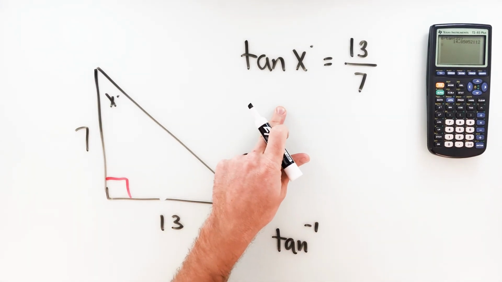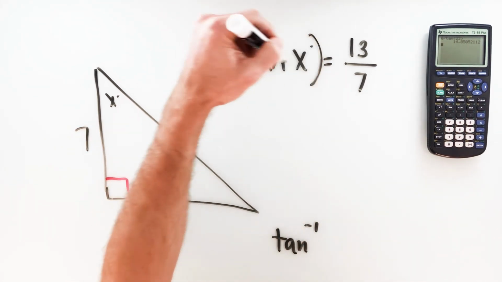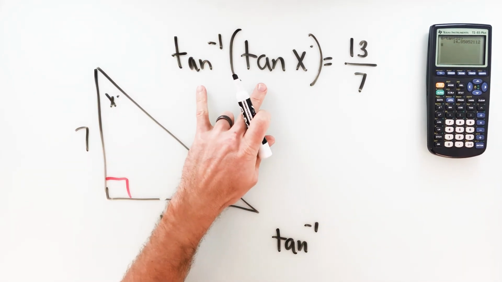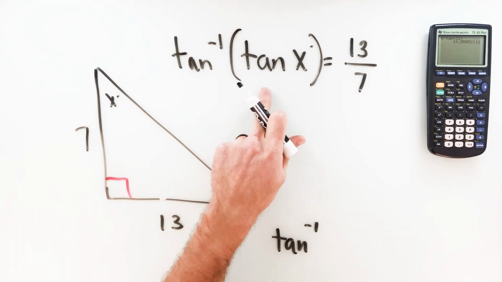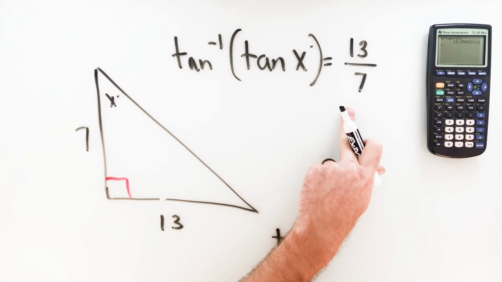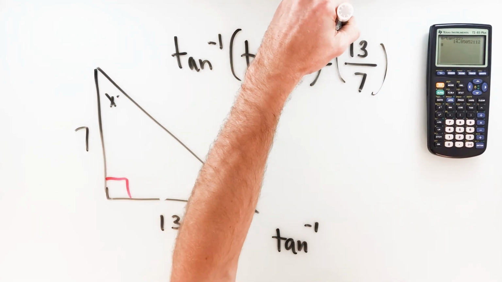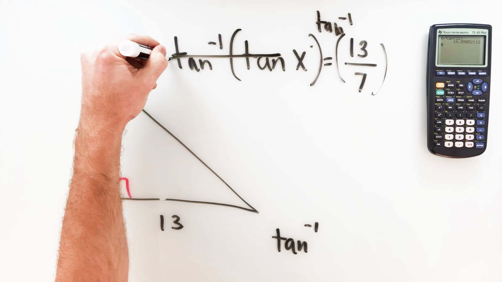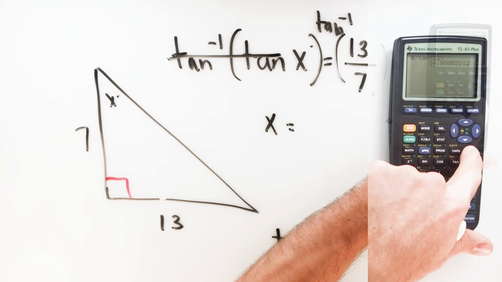In algebra, if we do it to one side, we have to do it to both sides to keep everything equal. What that looks like is we're going to take the tangent inverse of the tangent of x. What that does is it gets rid of these two. These two things cancel each other out. So tangent inverse and a tangent are gone. I also have to take the tangent inverse of this side as well. So I'm going to take the tangent inverse of 13 over 7, that fraction. So this is gone, and I'm going to take the tangent inverse of 13 over 7. That's what I'm going to type into my calculator.